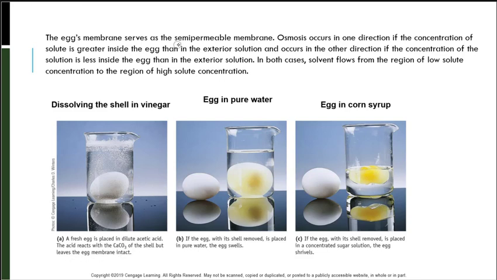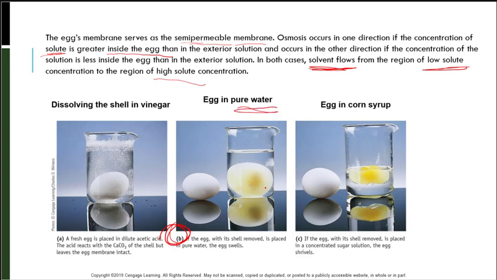The egg's membrane serves as a semi-permeable membrane. Osmosis occurs in one direction if the concentration of solute is greater inside the egg than the exterior solution, and occurs in the other direction if the concentration is less than the exterior solution. So in both cases, the solvent flows from the region of low solute concentration to the region of high solute concentration. So the first example, part B, it's placed in pure water.